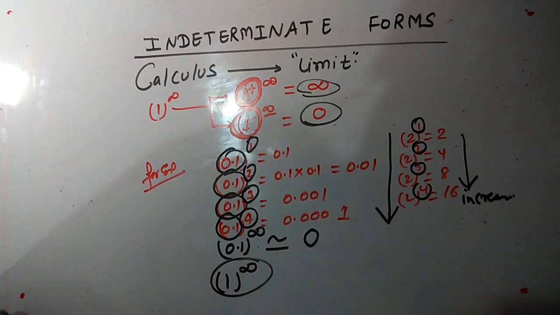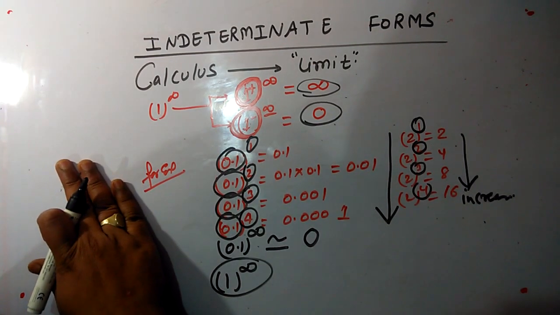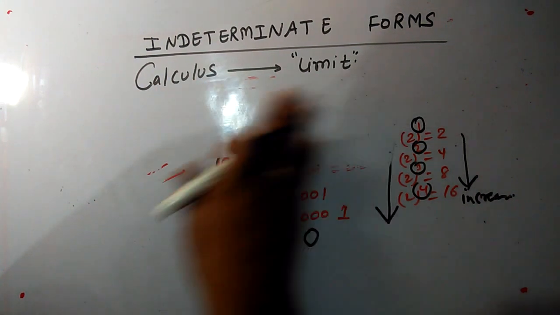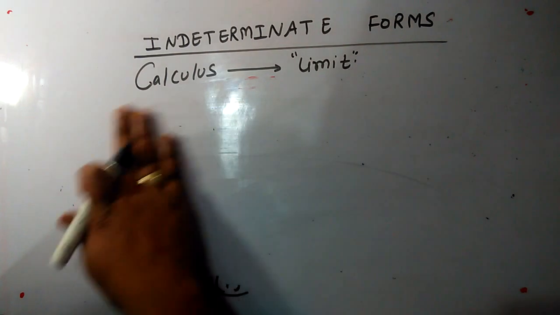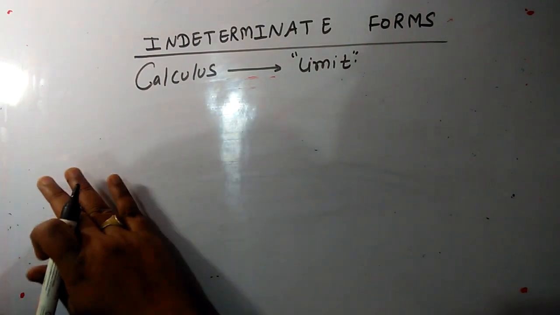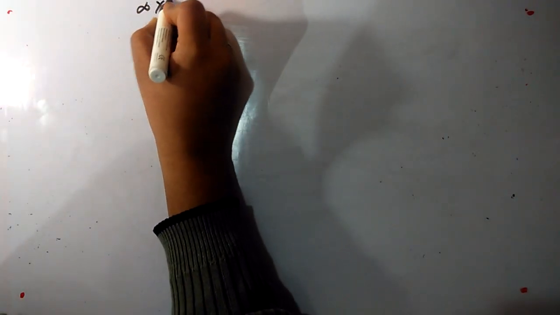Similar explanation will be for all forms. For example, in the next slide we will see infinity into 0. Let us take infinity into 0.